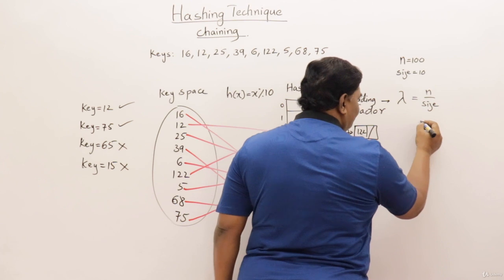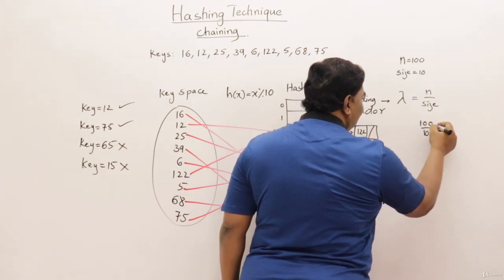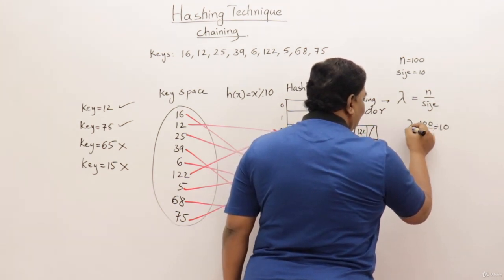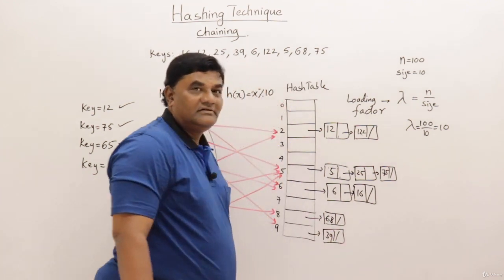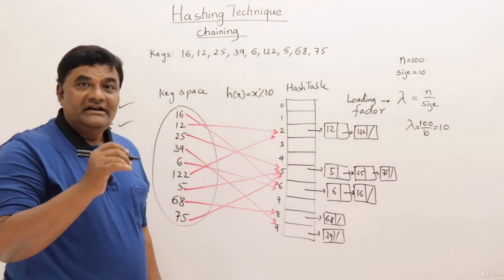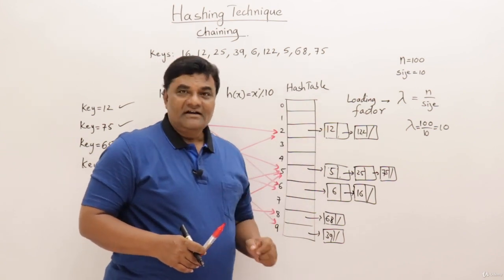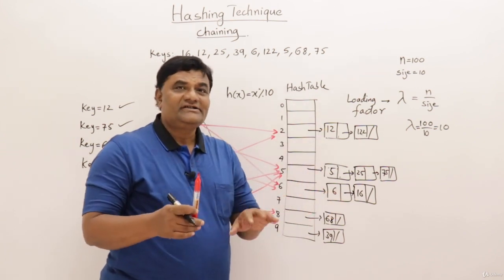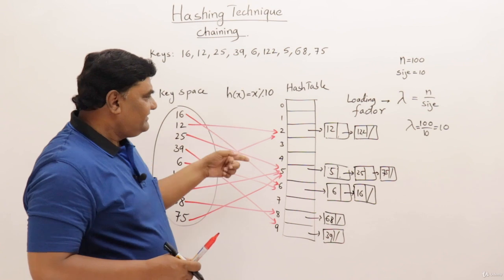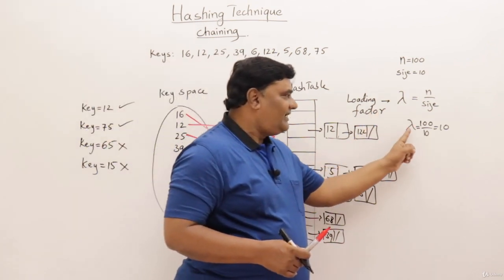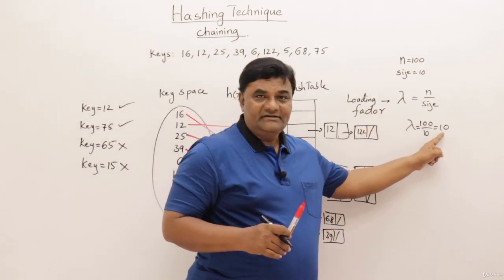As per our example, if I say I have 100 keys and the hash table size is 10, then 100 by 10 is 10. So the loading factor is 10. What does it mean? It means that there are 10 locations, and at each location there are 10 keys. Because this is chaining, we got a loading factor greater than 1. We got the value 10.